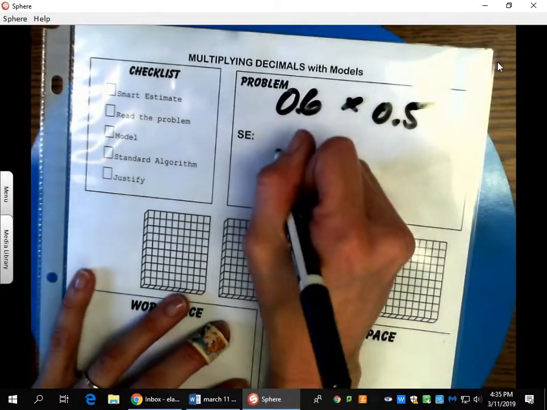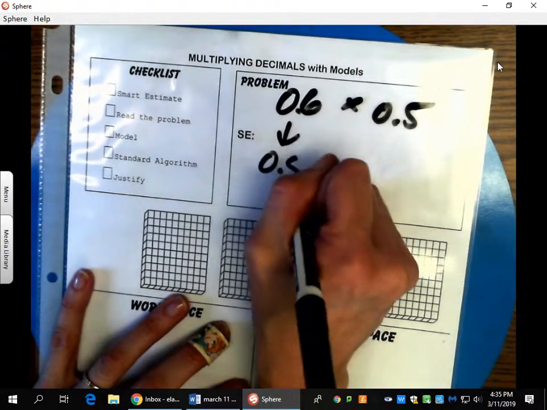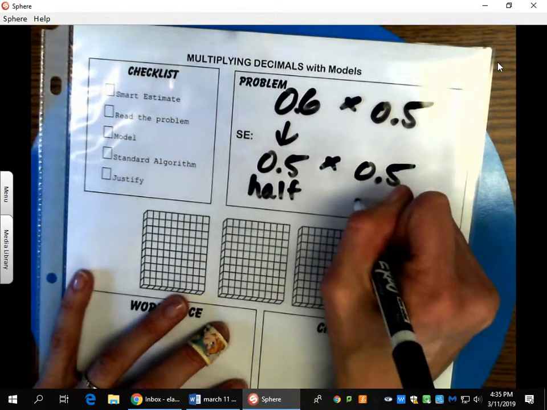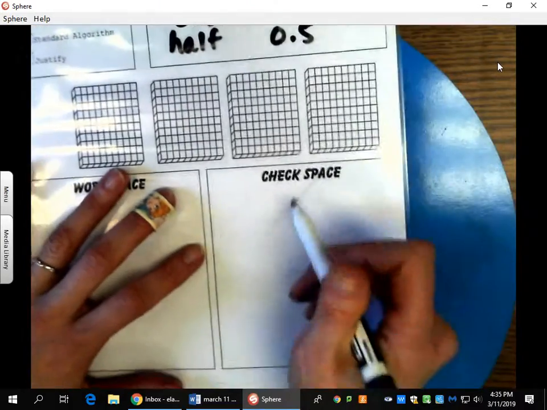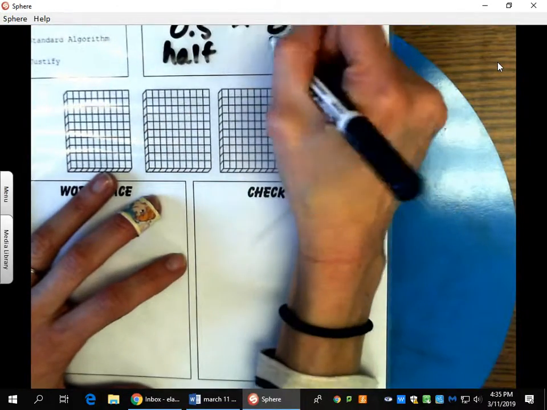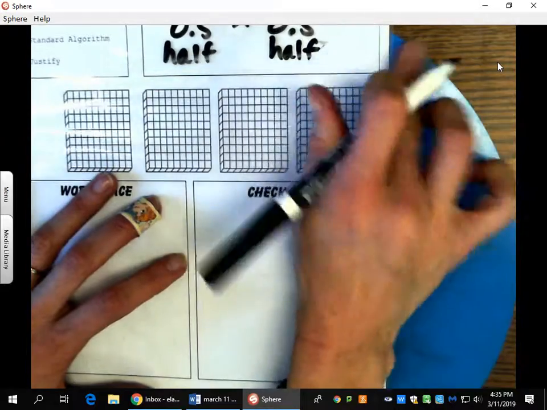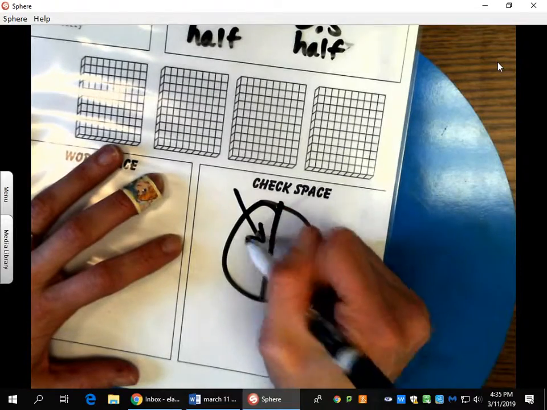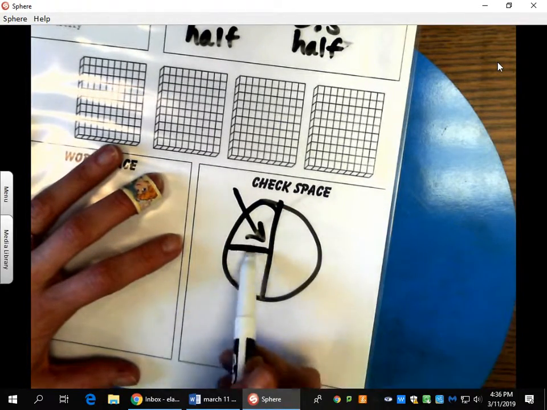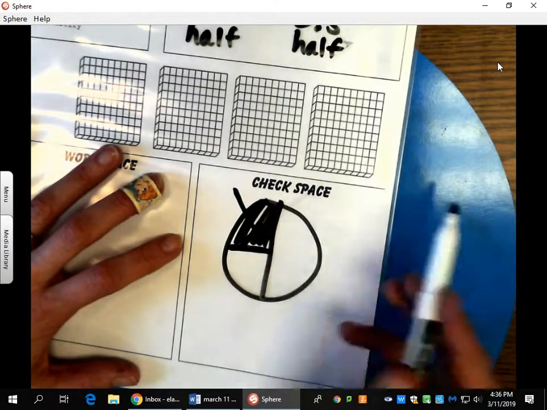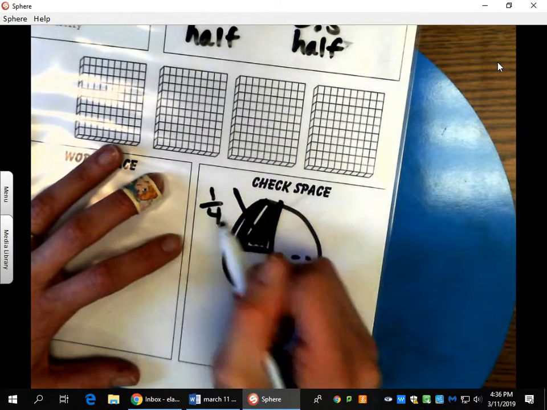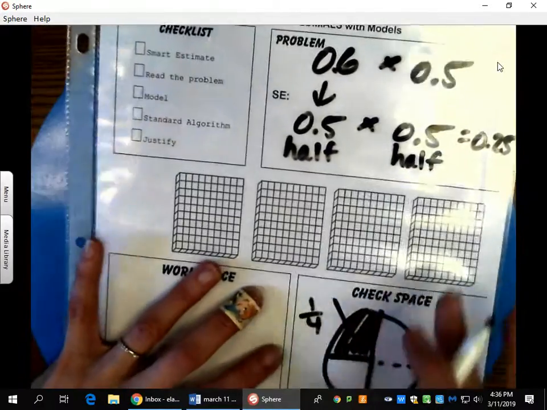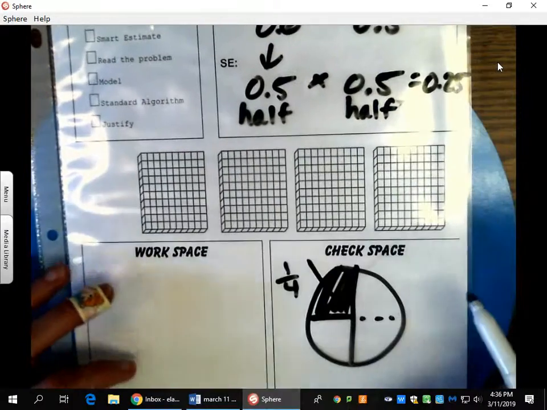All right, welcome back. My smart estimate, I said, well, this is kind of like a half of a half. And guys, when I thought about a half of a half, I'll just do it here real quick. Let me write half real quick. If you think about a half a pizza, so I have a half, there it is, and then I take half of that half, guys, that is 1/4, or 25 hundredths. If you didn't get that far, that's okay, but I want you to try to think like that.